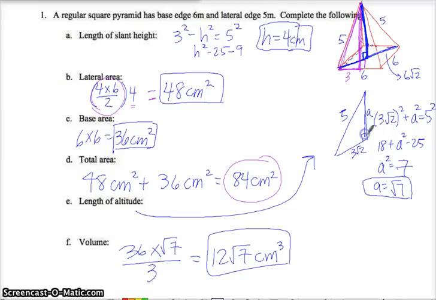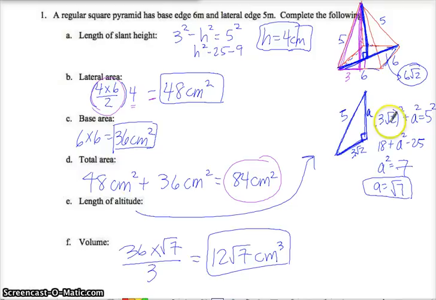So I drew that here. We're trying to find the altitude, so I put a little a. And we have to find the diagonal of the square first. Well, if this is a square and each side is 6, then the diagonal is 6 root 2. So then this portion right here is half of that, which is 3 root 2.